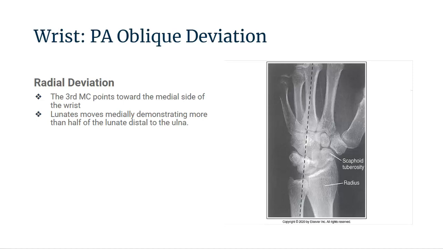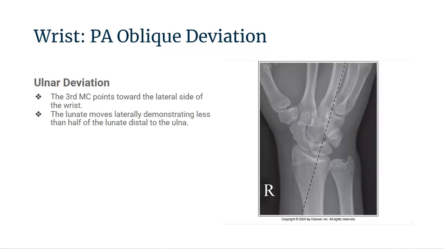So let's discuss some common positioning errors that occur during a PA oblique projection with external rotation. First, I want to focus on radial deviation. Typically, patients will deviate their wrist just because they are flexing while they're holding their wrist in this position. When there is radial deviation, it can be identified by the third metacarpal pointing towards the medial side of the wrist. This shifts the lunate medially, positioning more than half of the lunate distal to the ulna, as you can see here.